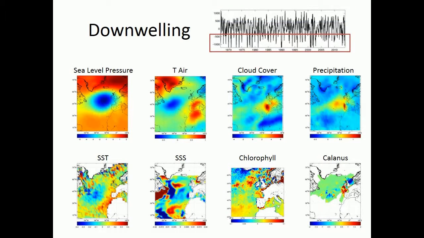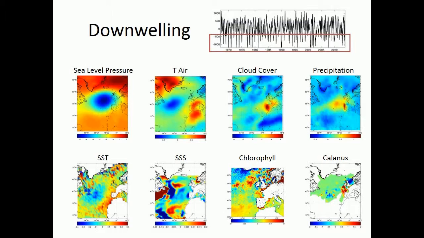Downwelling phase. Sea level pressure: presence of a low located northwest of the Iberian Peninsula. Air temperature: generalized temperature increase in the Iberian Peninsula, more marked on the Mediterranean side. Cloud cover: clear increase of cloud cover in the West Iberian Peninsula. Precipitation: generalized increase of precipitation in the low influence area, especially in the Atlantic coast.